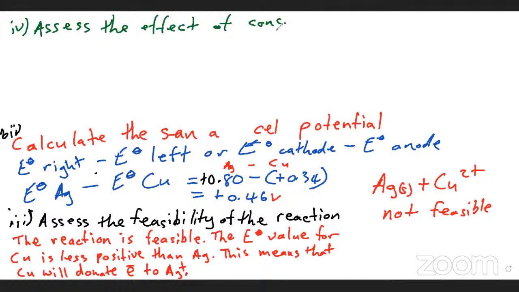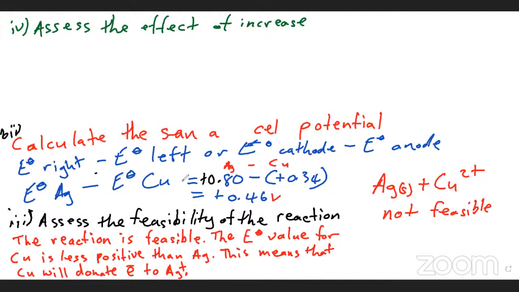Sir, you could also mention the feasibility is that the cell potential is positive. You see that in the textbook. If it's positive, it is feasible. Let's compare them. This one is less positive than silver. Sir, so the higher value is more likely oxidizing? The more positive it is, the less likely it is to give up an electron. All right, sir.